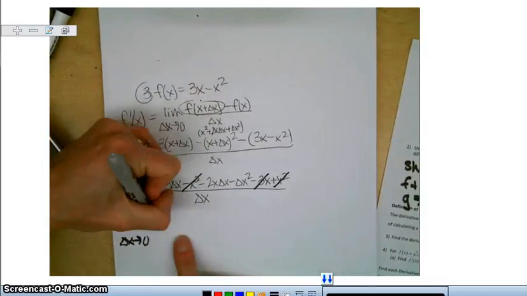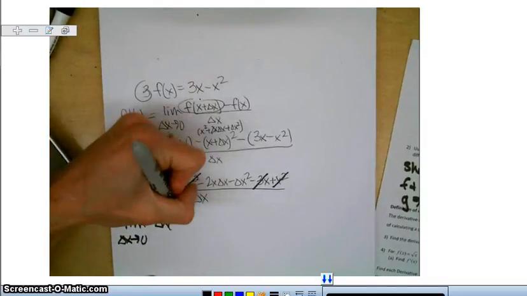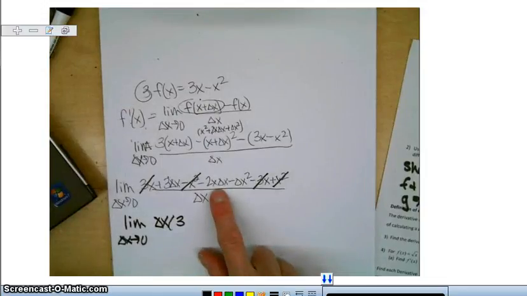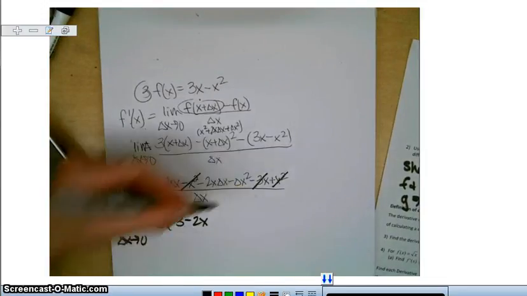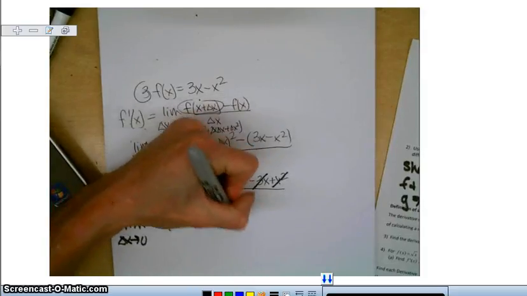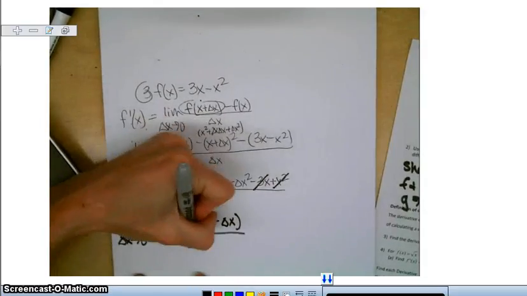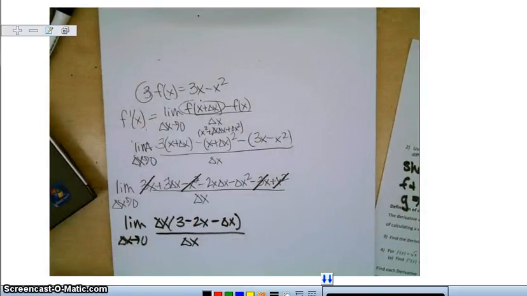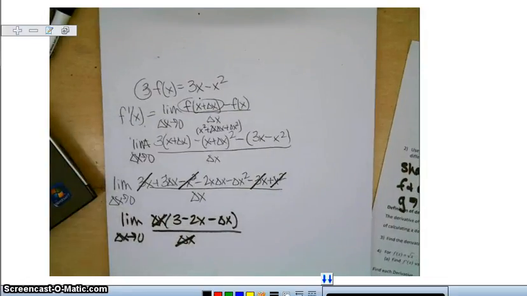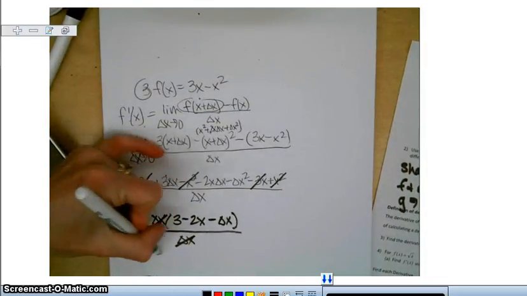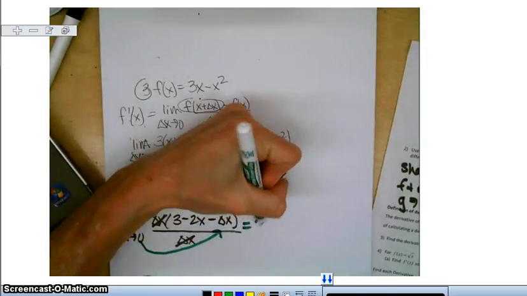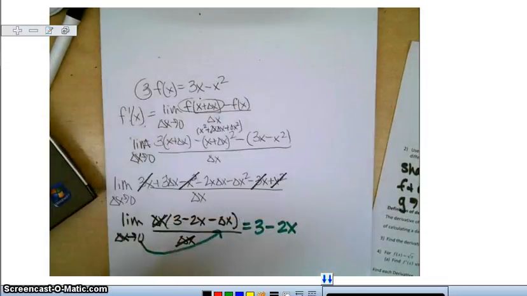So if I get rid of a delta x there, I have a 3 left. If I get rid of the delta x there, I have a minus 2x left. And if I get rid of one of those delta x's, I have 1 left. I still have the delta x on the bottom, which thankfully cancels with the one I just factored out. Now I can put 0 in for that delta x, so I'll end up with 3 minus 2x as my derivative.